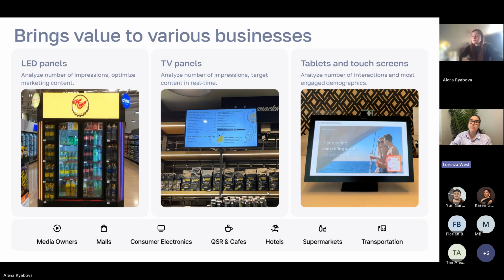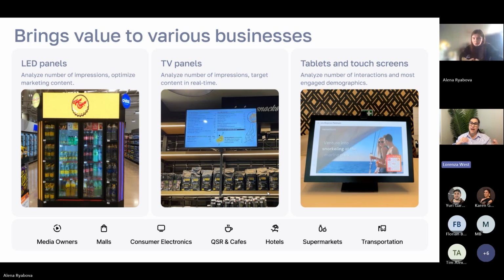TV panels. These are typically used in QSR for menu boards and things like that. We are analyzing the number of impressions and targeting content in real time. Like I always say, if we know that the summer strawberry salad is coming on and our target demographic is women, when a woman walks up to the TV panel and looks at the menu, the strawberry salad might swoosh across the screen. So this is automatic upselling that's happening, at the same time collecting demographic data on who is responding to the content that we're showing on the screen.